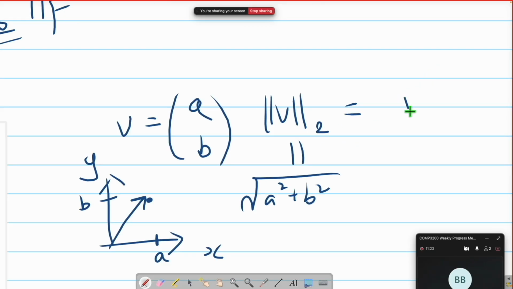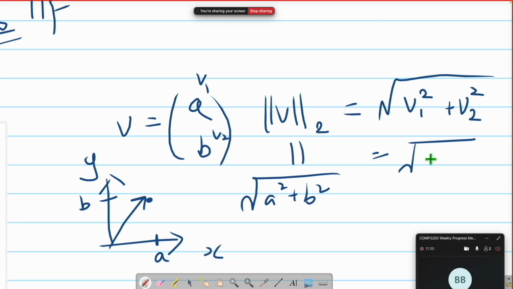This is the same as: I have vector component 1, take the square, and vector component 2, take the square. Basically, this is my v1, this is my v2. This is the same as, instead of writing each of them, I write a summation sign over all the component indices i, vi squared. So this is the idea. What is the Euclidean norm? You take every entry inside, square it, sum all of them, take the square root.